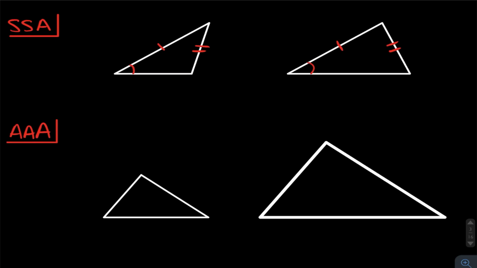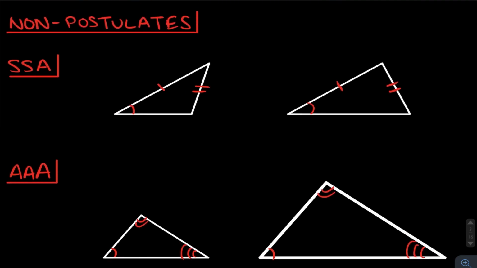Okay, the last thing is angle, angle, angle. So really, you can have two triangles that have all the same angles, but they can have different sizes. Okay, and so they're not congruent because they don't have the same size, right? Congruent means same size, same shape. These have the same shape, but they do not have the same size. Okay?